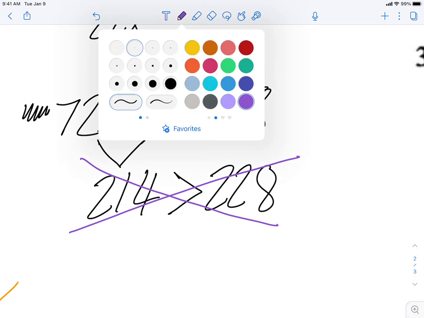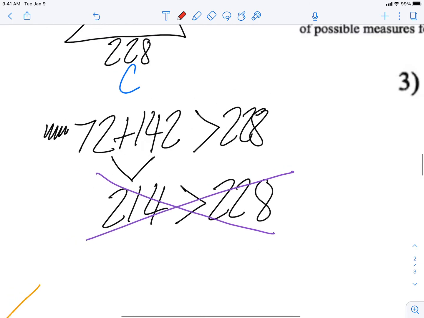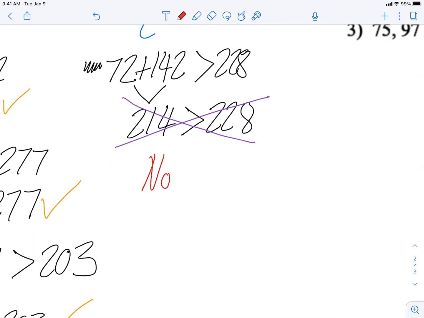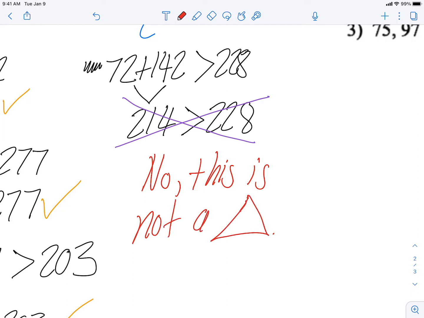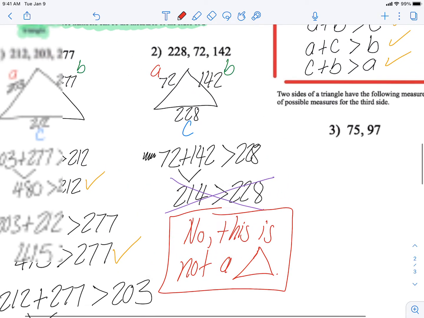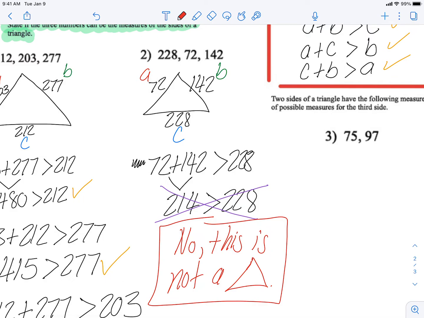So no more work to be done. You are going to say, no, this, right, capital T, this is not a triangle. No, this is not a triangle, right? We don't have to check any further because we already have one check that didn't work. I'm not going to get an orange check here because 214 is not greater than 228, right? So I can stop. There's no point in checking anymore, right?